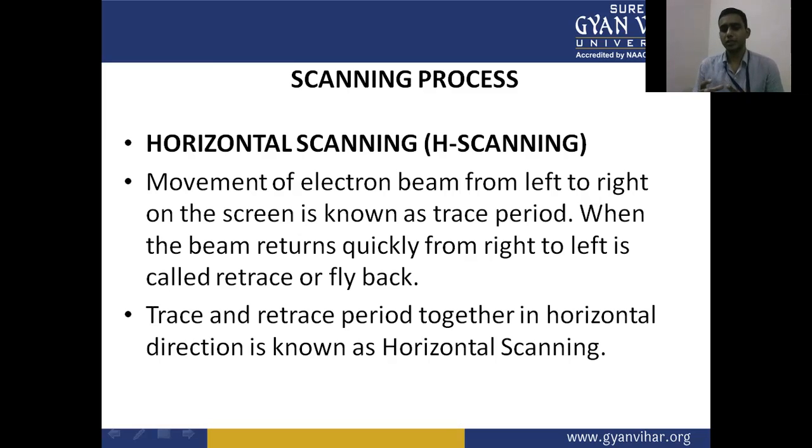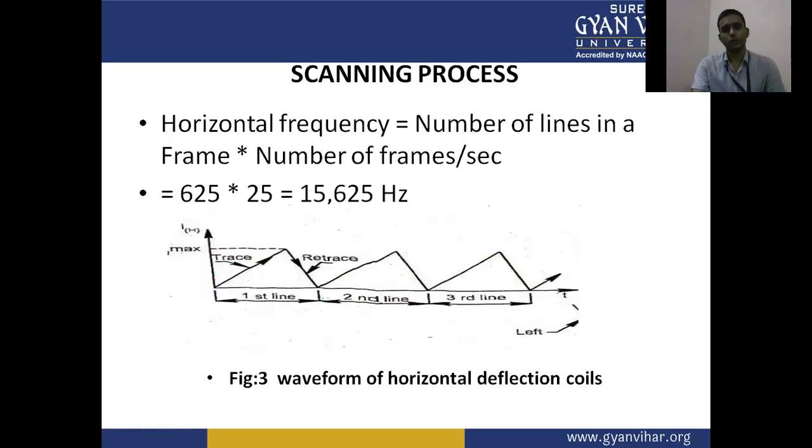The trace and retrace periods together in the horizontal direction are known as horizontal scanning, because the beam moves from left to right and back, line by line down the page from top to bottom. So horizontal frequency is the number of lines in a frame times the number of frames per second. We already discussed that the number of lines in the PAL system is 625 and the number of frames per second is 25.